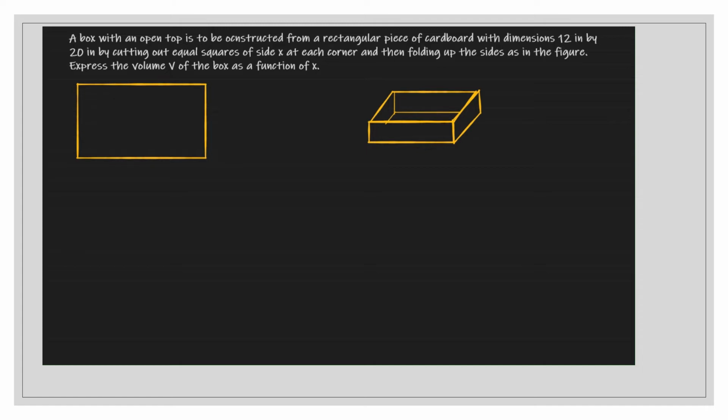So to illustrate the problem, we have here a cardboard having dimensions of 20 inches and 12 inches. Now, we will be cutting out squares from each corner having a side of x.